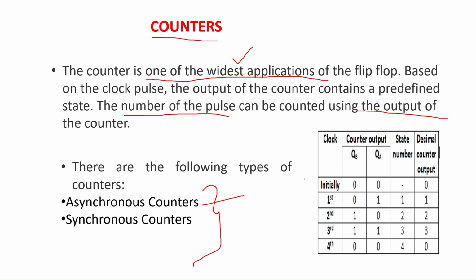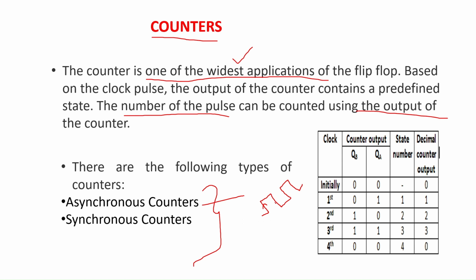This is the truth table that represents the counter. Initially, the outputs of the flip-flops will be 0 0, which represents the decimal count 0. This is how the clock signal will be represented. This is the positive rising edge. This is the falling edge.